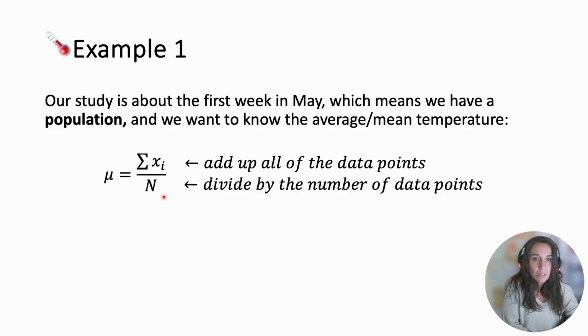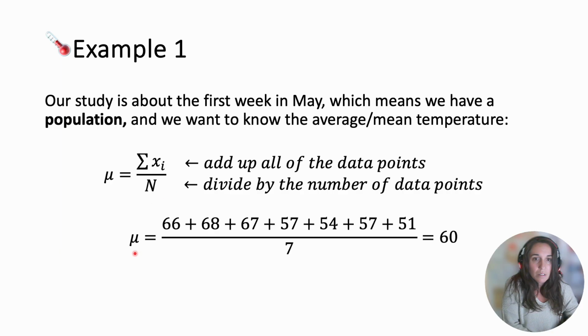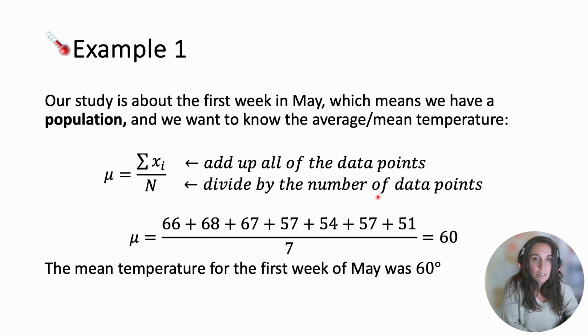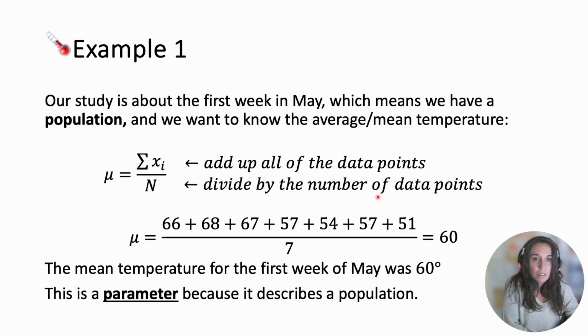Okay, because it describes a population. So when we plug all of our high temperatures from the first week of May in, add them up, there were 7 different temperatures, 7 days in a week, divide by 7, our average temperature was 60 degrees. So the mean temperature for the first week of May was 60 degrees, and because this describes a population, this is a parameter, right? We were only concerned with the first week of May, that was our entire population, so this population mean, 60 degrees, is a parameter, not a statistic, because it's describing a population and not a sample.